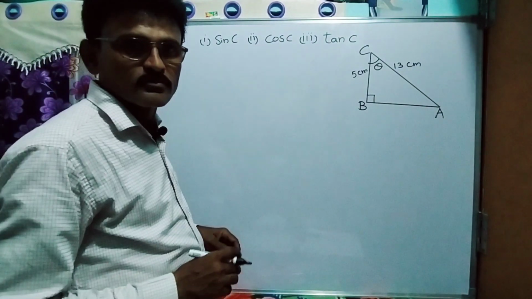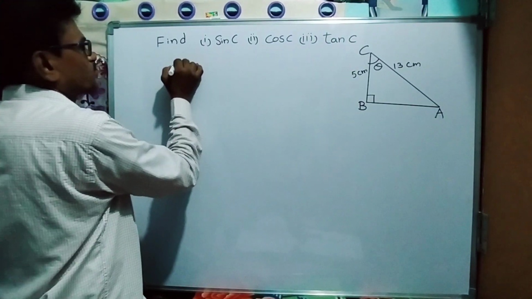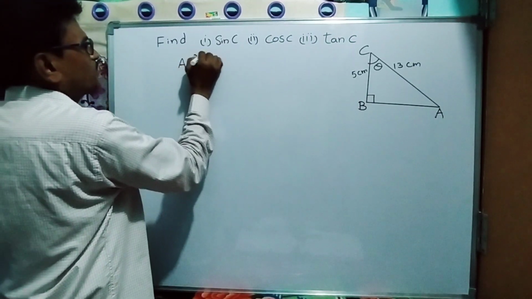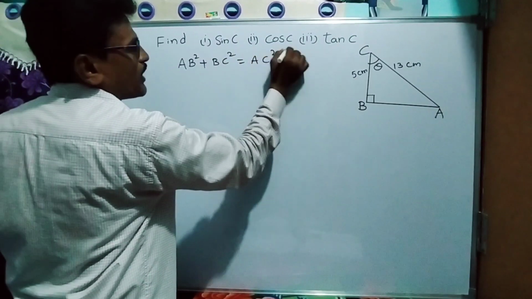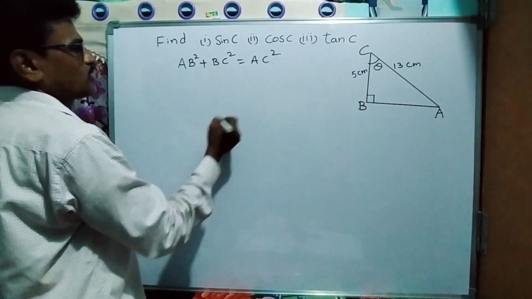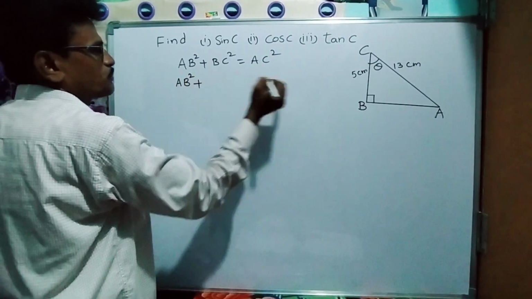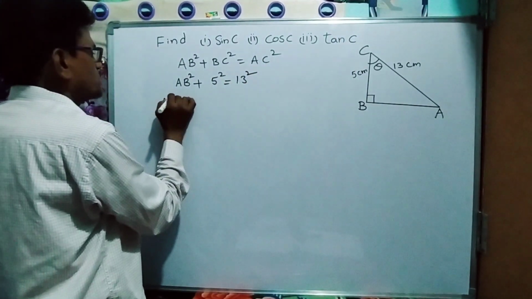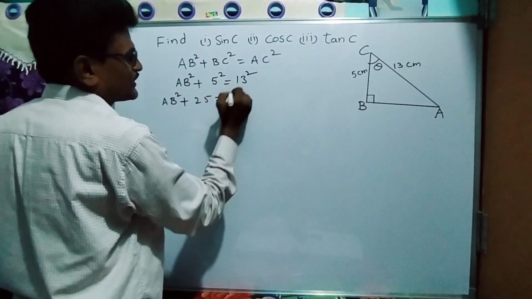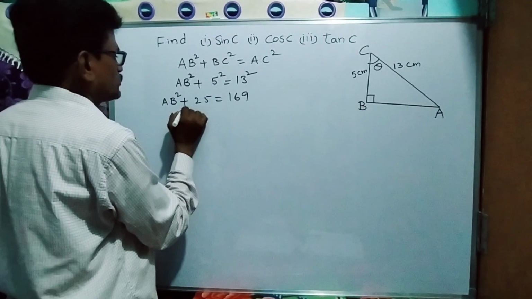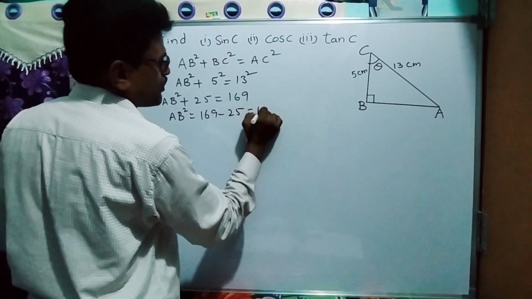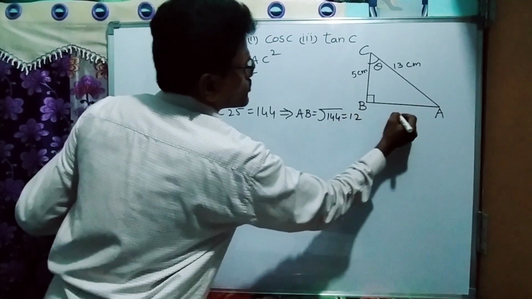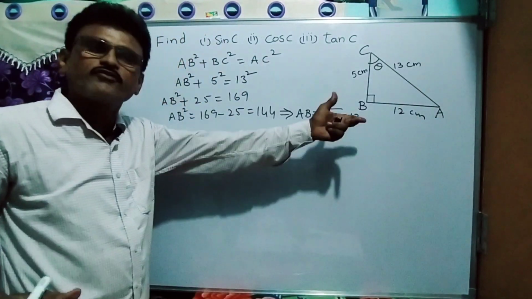What rule do we have to use here? Pythagoras theorem. So according to Pythagoras theorem, AC square equals AB square plus BC square. We don't know AB square, so write as it is: AB square plus 5 square equals AC square, which is 13 square. Now AB square plus 25 equals 169. So AB square equals 169 minus 25, it is 144. That implies AB equals root of 144, it is 12. So write here 12 centimeters. Like that, calculate the AB value first.